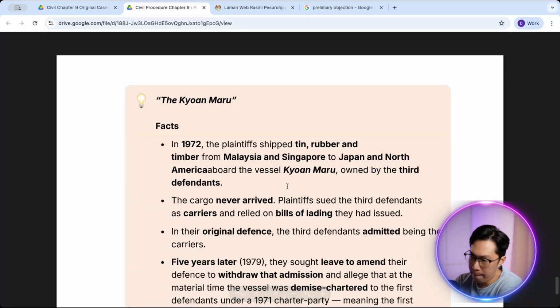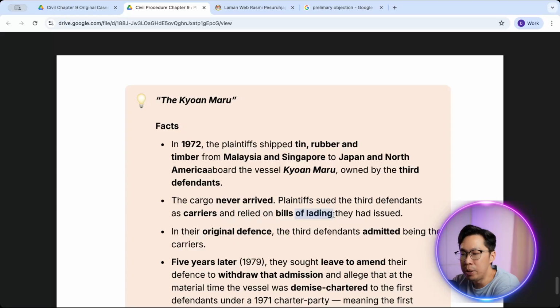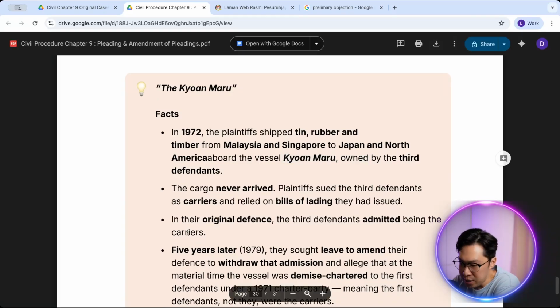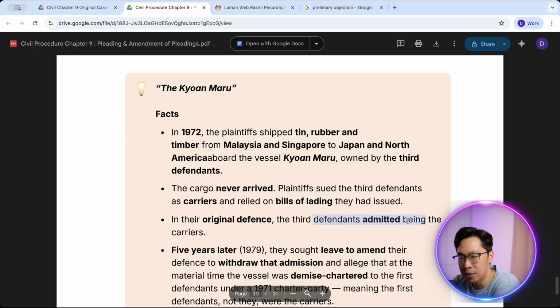So let's go through this case. In 1972, the plaintiff shipped goods from here. The vessel, the ship, is called Kyon Maru, owned by a third defendant. The cargo never arrived. The plaintiff sued the third defendant as carrier and relied on bills of lading. If you do shipping, you know bills of lading. In their original defense, the third party admitted they are the carrier. Since they admitted they are the carrier, the plaintiff will prepare their case based on whatever is admitted by the defendant, isn't it?